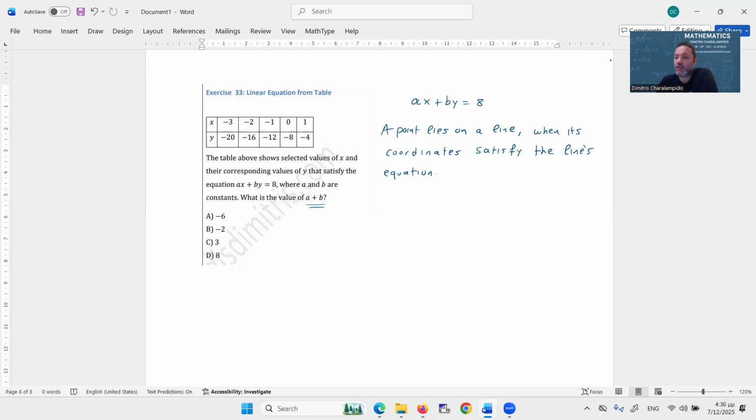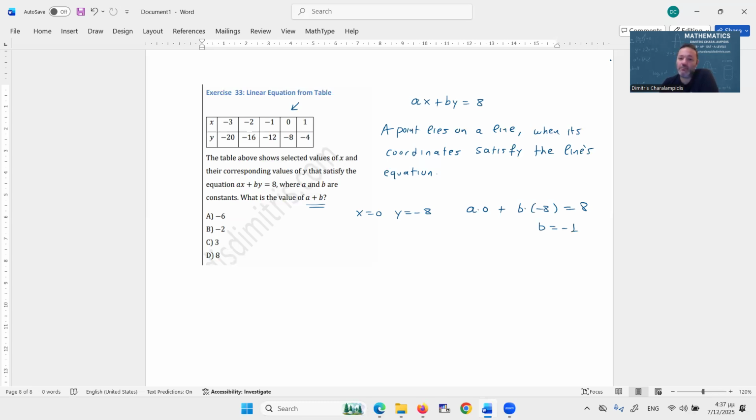We know that when x is negative 3, y should be negative 20. When x is negative 2, y should be negative 16, and so on. I'm gonna start with 0, comma negative 8 because it seems that it will simplify the process. So when x is 0, y should be equal to negative 8, which means that a times 0 plus b times negative 8 is 8, which means from here that b is negative 1.